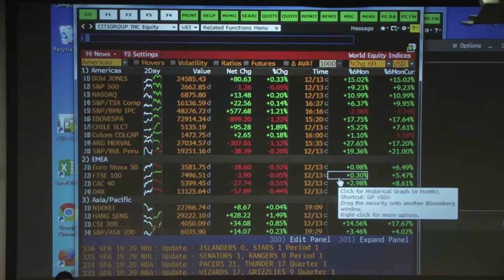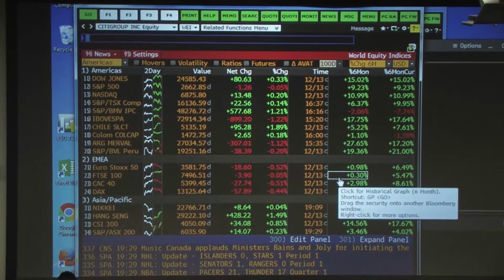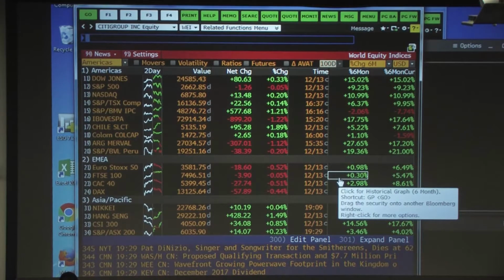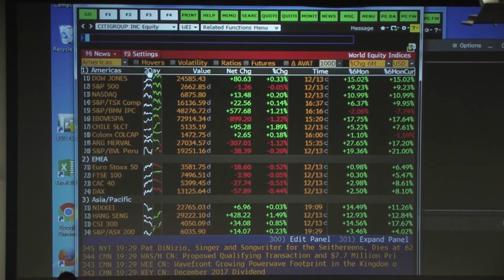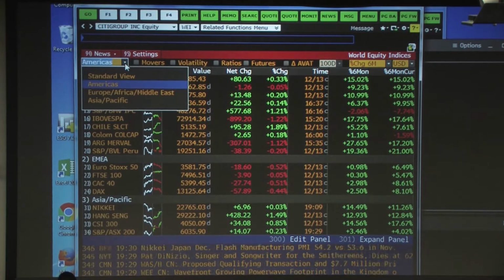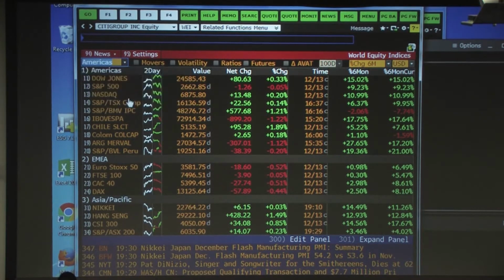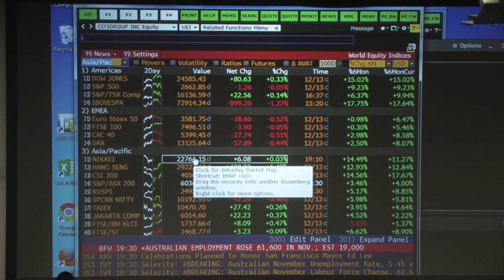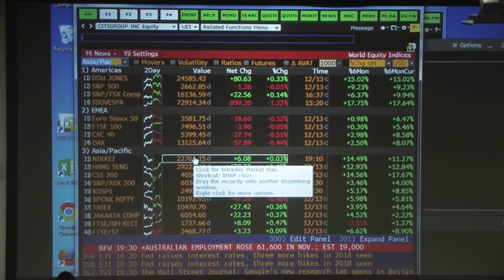So EMEA, you should learn this term, is Europe, Middle East, and Africa. Basically, it represents that region of the world. And then you have Asia Pacific, so that represents all of Asia. Let's say we were interested in learning more about Asia Pacific stocks. We see an orange box here that says Americas. If we click on it, we can modify it to Asia Pacific, and it would basically show us more of the stocks within the Asia Pacific.